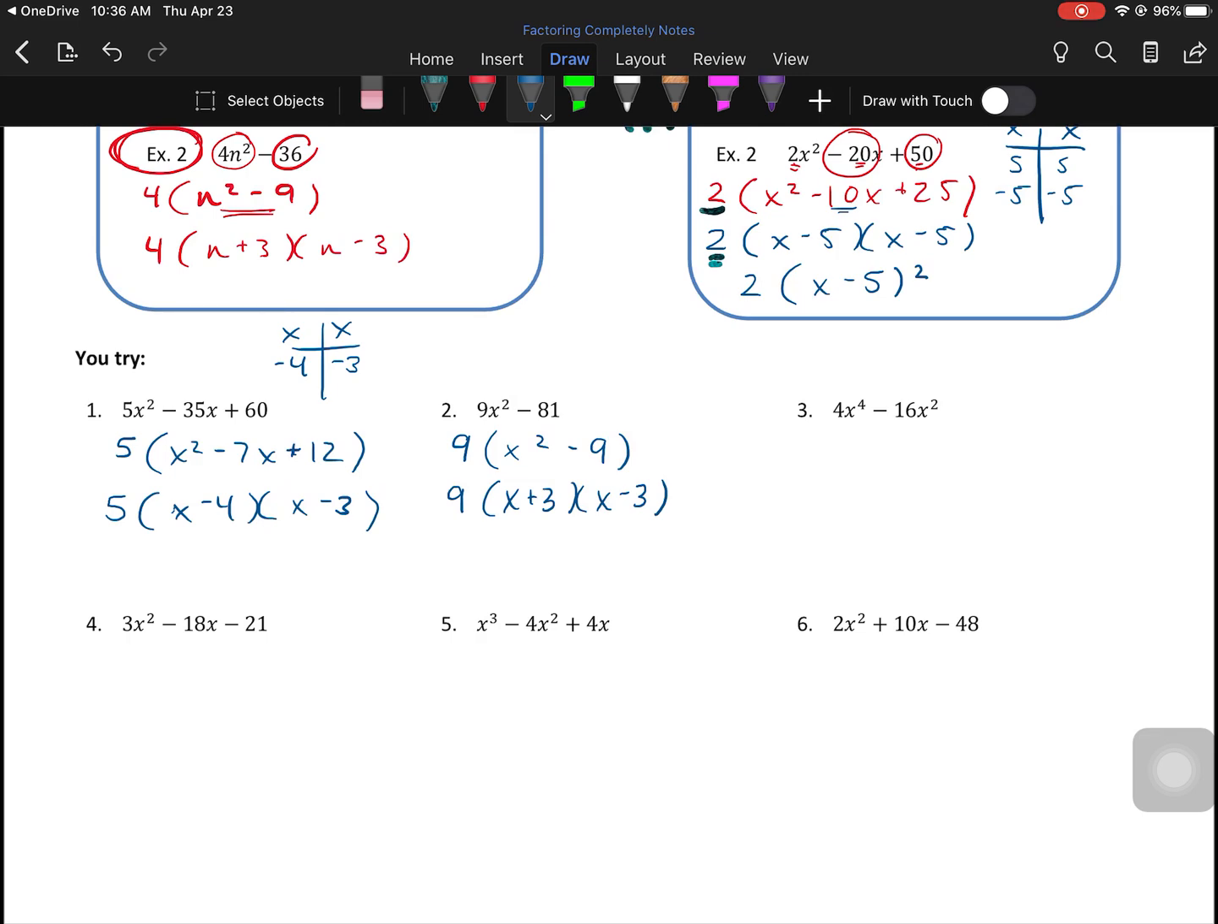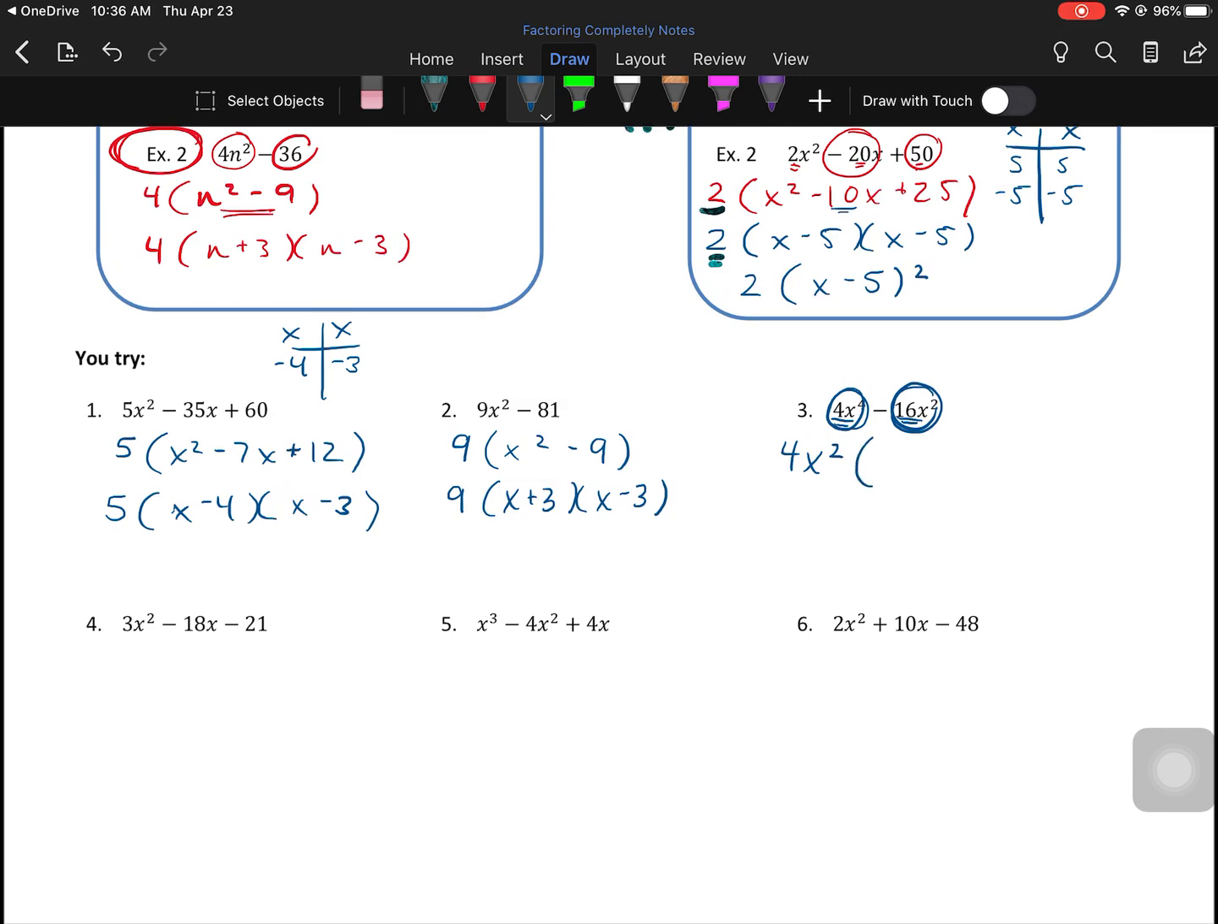For number 3, it's a difference. You're probably going to end up with a difference of squares because it's a binomial. But when you factor out your GCF here, let's see, we have a 4 and a 16. So I could take out a 4. But you have x to the 4th and you have x squared. I can factor out an x squared from both terms.